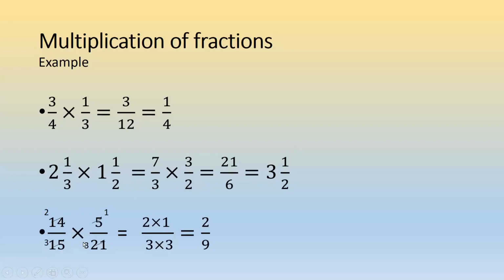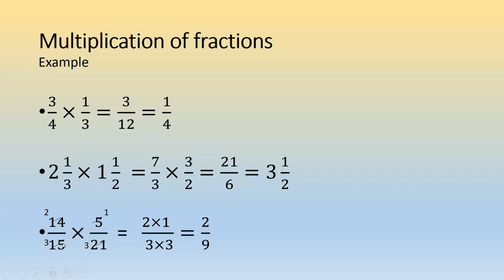Okay. And then where we said you can cancel if possible, assuming you have 14 over 15 times 5 over 21. Here you realize that you can cancel where possible. When you look at it carefully, you can cancel by looking at 14 over 15, 5 over 21. So when you use 7 for 14 and 21, 7 can divide 14 2 times, and then 7 can divide 21 3 times. So we have 2 here, and then we have 3 here.